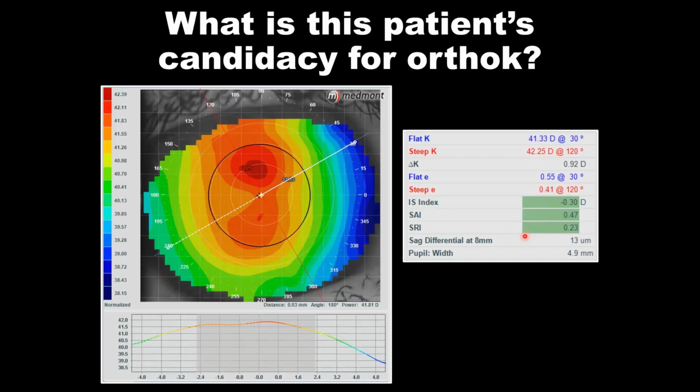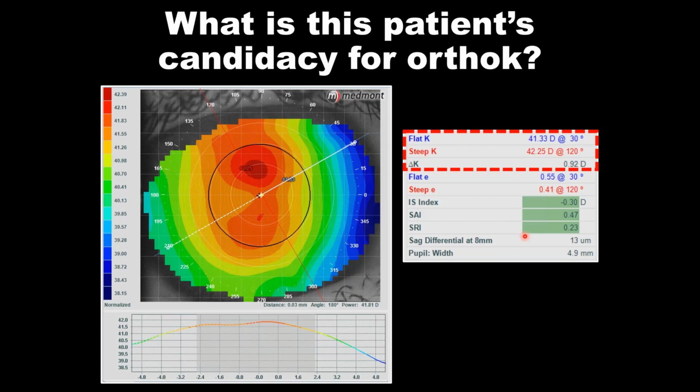Now let's consider ortho-K. And what about this eye? Would you consider this patient a good candidate for orthokeratology? What do you look at that would indicate to you that this is a good case? Now, of course, we're going to look at the K readings. That gives us a starting point in radius. This cornea is relatively flat, 41.33 or approximately 8.15, 8.18, something like that in millimeters radius.